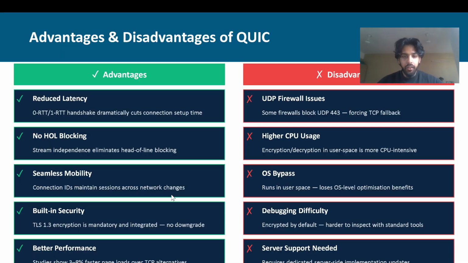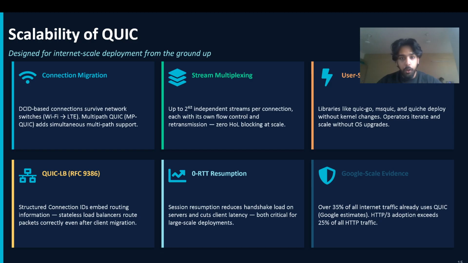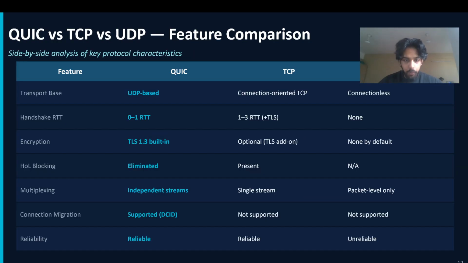So, in a nutshell, this is how we have compared HTTP/2 with HTTP/3, which is QUIC. It has reduced latency, no head-of-line blocking, and seamless mobility through connection IDs. Then we have built-in security, because in the first packet transfer, it is integrated with TLS 1.3 security. It has better performance due to multiplexing, because it can multiplex up to 2 to the power 62 independent streams per connection. So there's no chance of head-of-line blocking at such a scale. This is what we have analyzed in this video about QUIC and TCP.